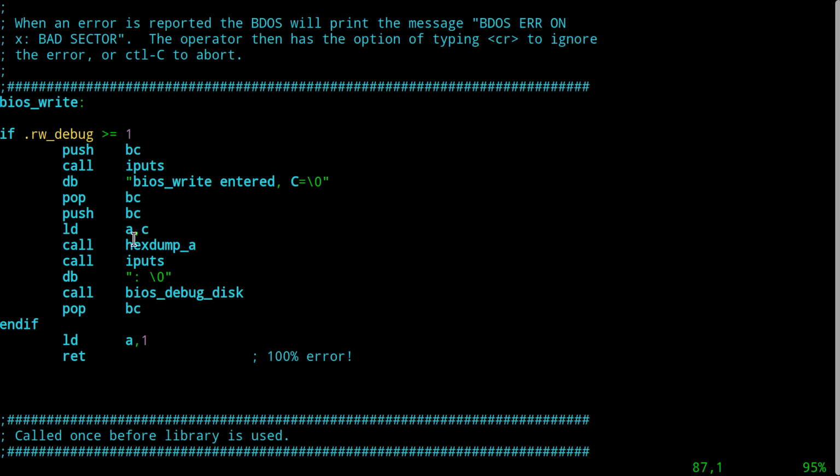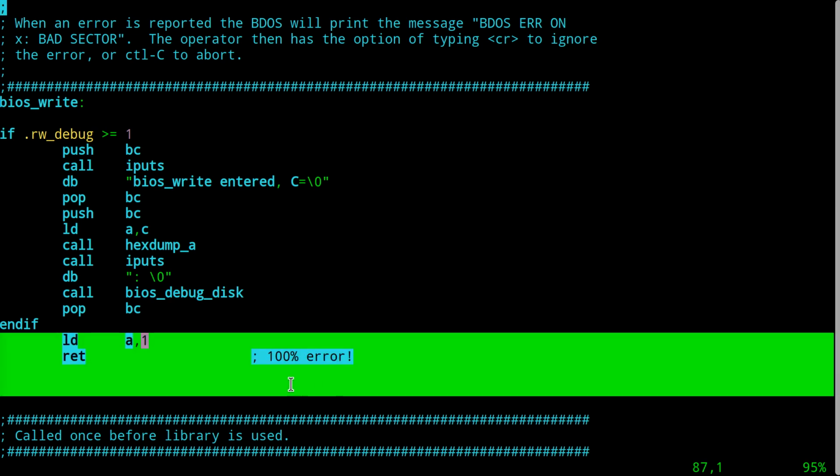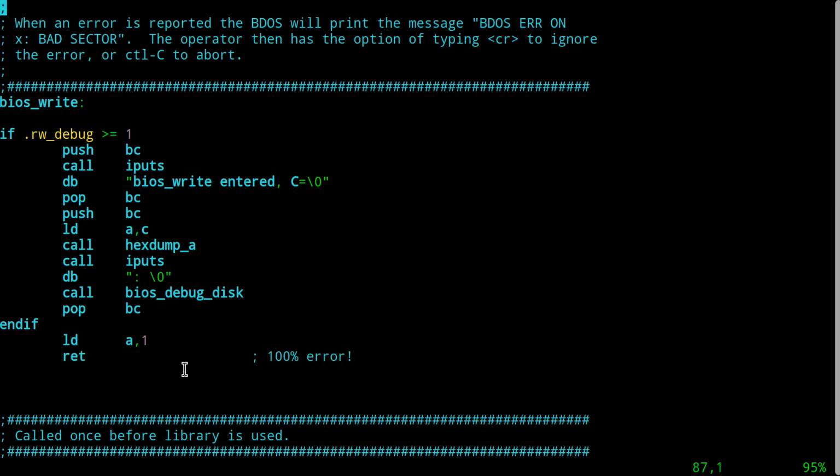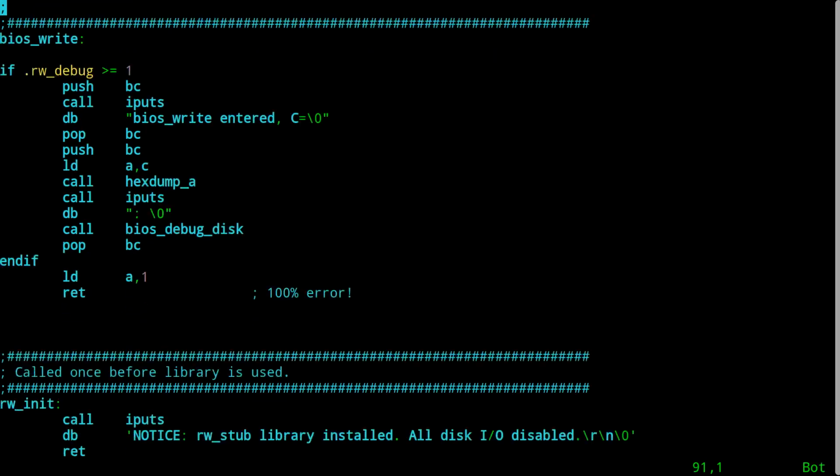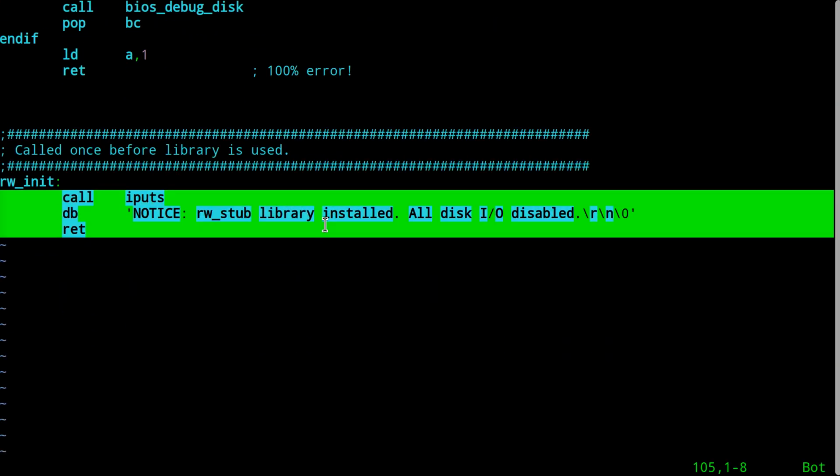The write routine has some debugging again, so we can see what CP/M wants to do, followed by an error: you can't write to me. So I have a read-only blank disk. And here's our init routine.